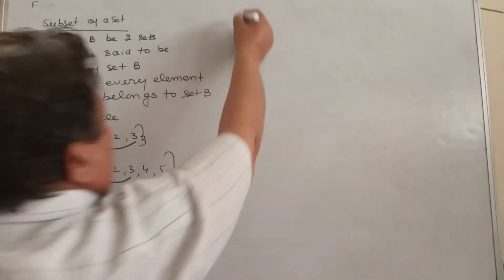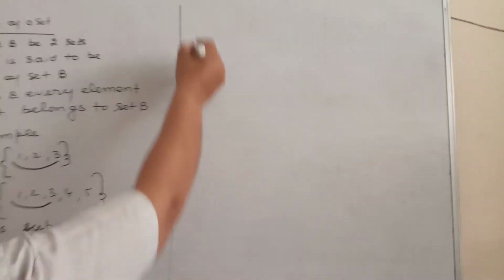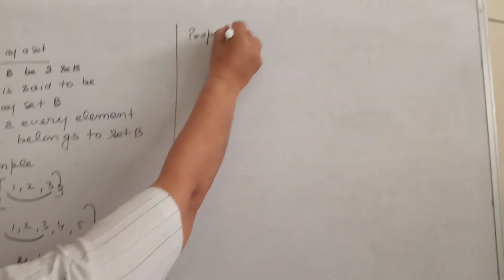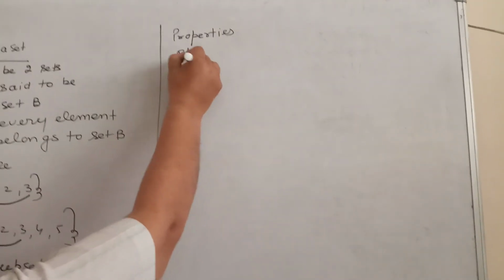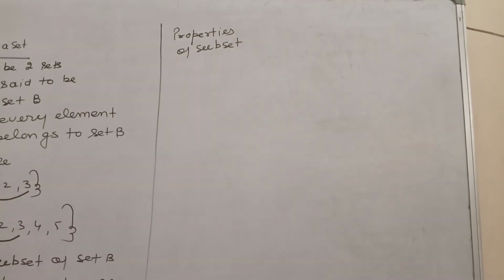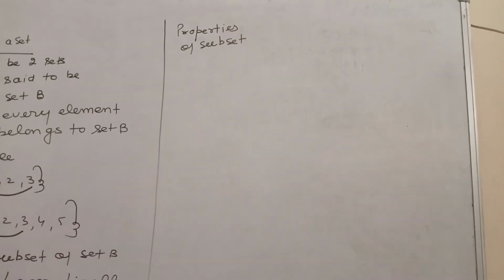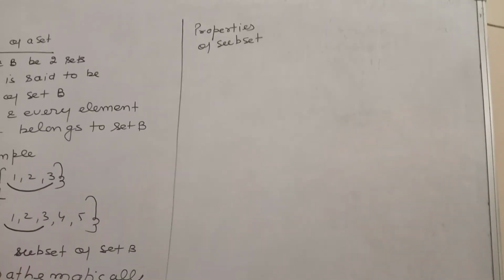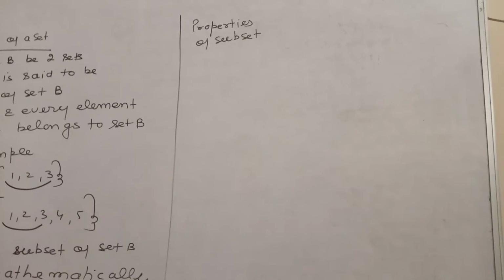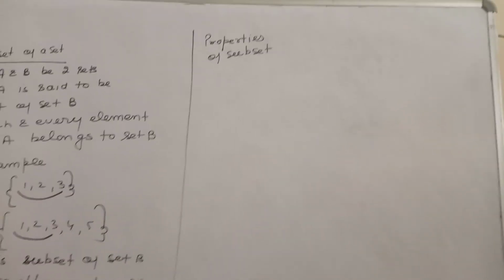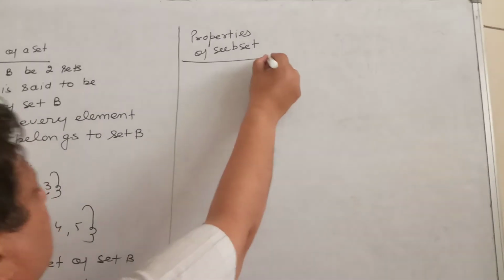Now, there are some properties of subsets, because these properties will help us in solving problems on subsets. The properties of subsets are necessary for discussing each and every question on subsets. The properties of subsets will help us solve every question. So these are the properties of subsets.